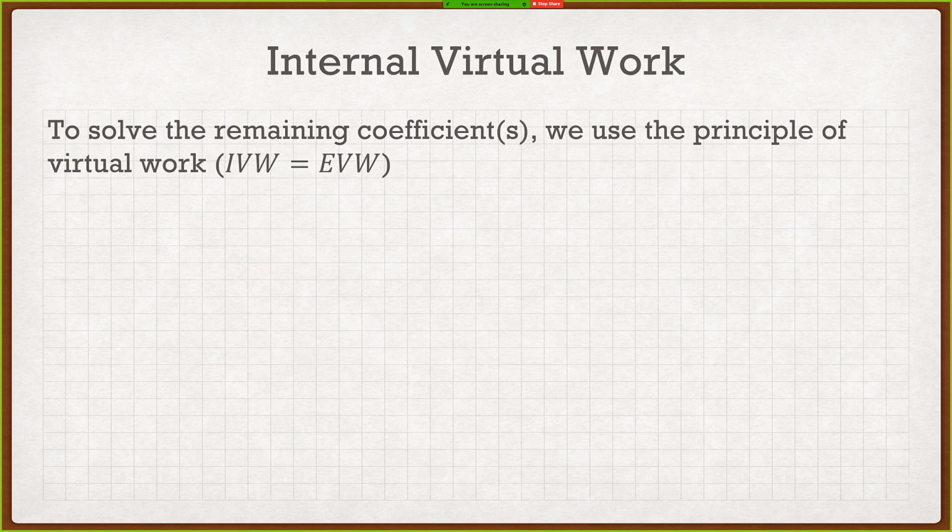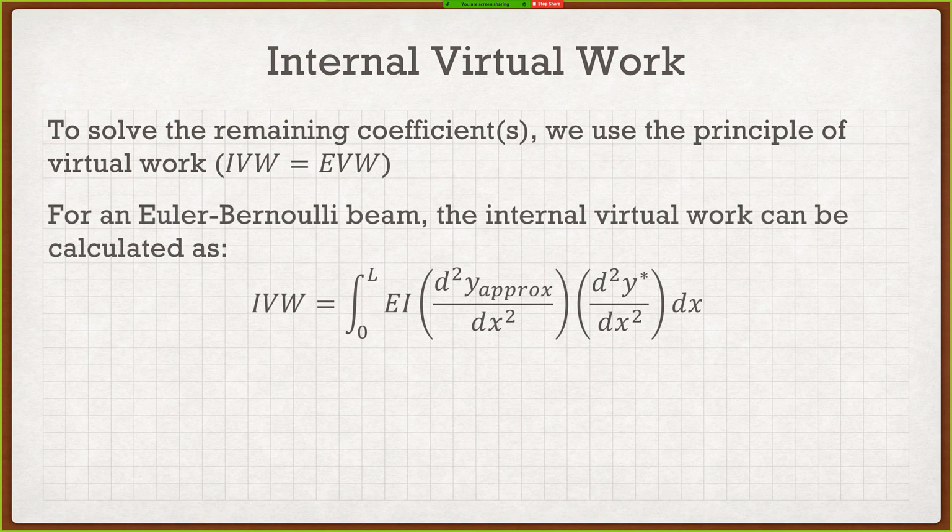Why is this great? Well, let's talk about internal virtual work. To solve the remaining coefficients, we're going to utilize the principle of virtual work, which is that the internal virtual work is equal to the external virtual work. Since we have a nice Euler-Bernoulli beam, we can calculate that internal virtual work as the integral over the length of the beam of EI multiplied by the second derivative of the approximate displacement function multiplied by the second derivative of the virtual displacement function.